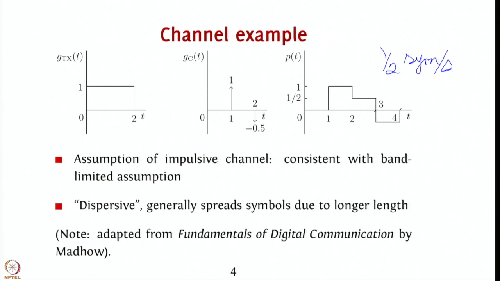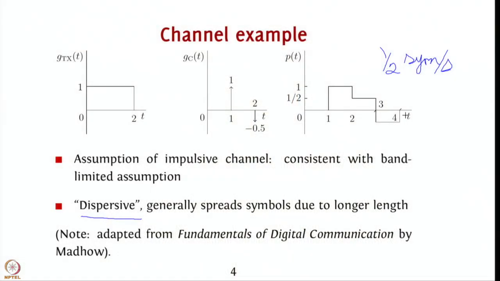The major change that you see here is that your symbol was between 0 and 2 seconds at the transmitter. At the receiver, it now spreads between 1 and 4 seconds. In other words, a delay is something that we can adjust. In fact, in the previous lectures, we have seen how we can estimate the delay. Unfortunately, now the signal is not only delayed, but it is spread. So these channels are generally known as dispersive because the symbols spread due to the longer length. Now the problem is that the spreading means we are going to stretch into the next symbol's duration, because from 0 to 2 seconds you send symbol 1, and 2 to 4 you send symbol 2. The first symbol was sent between 0 and 2, and it occupies between 1 and 4 because of the delay.